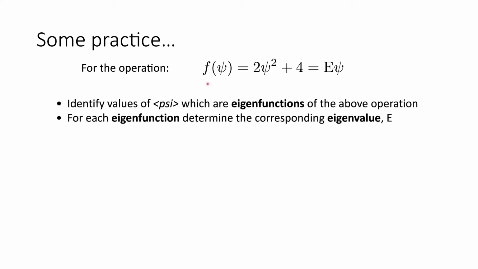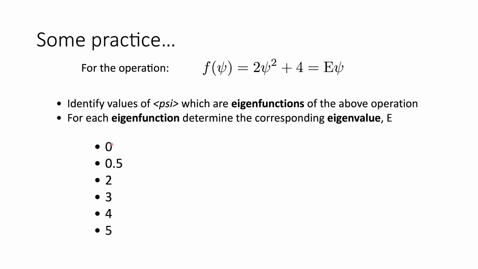There's a practice exercise that you can do, so pause the video if you want to work through this. So we're going to assign a function here, just a random function, 2 psi squared plus 4 equals e psi. So this is an eigenfunction equation. So what you need to do is identify the values of psi which are eigenfunctions of the above operation, and for each eigenfunction determine the corresponding eigenvalue. And here we're only going to let the eigenvalues be integers, whole numbers.